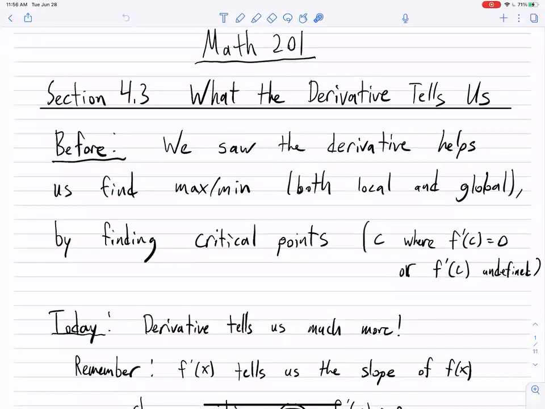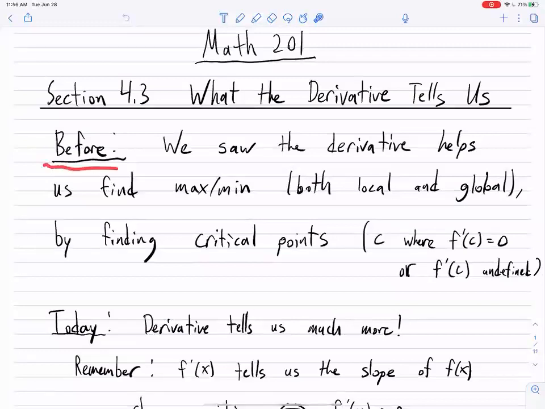So again, we're just going to continue moving on through these applications of derivatives. You'll notice that I skipped a section. The way the book sets it up, I don't really like the order. So we're going to do section 4.3 first, and then next week we'll do section 4.2. So just know that I'm going out of order here, but okay.